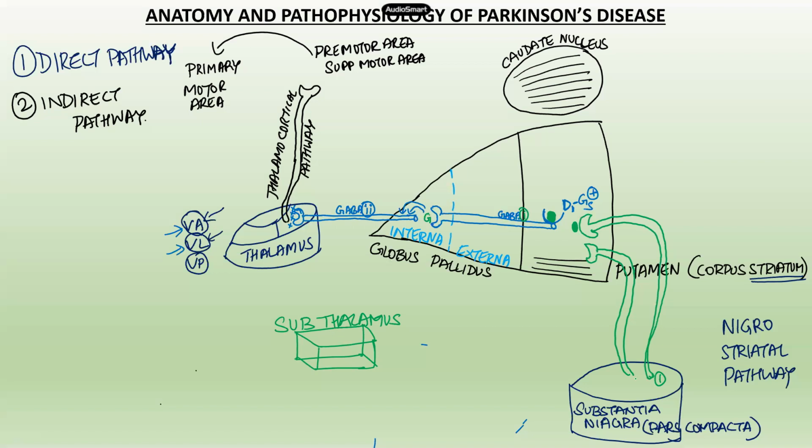Right. Let us name this as number 2, dopamine neuron number 2. And since it is a dopamine neuron, it will release dopamine. Now this dopamine is acting on another GABAergic neuron that is present in the corpus striatum, but it is extending only towards the globus pallidus externa. Right.